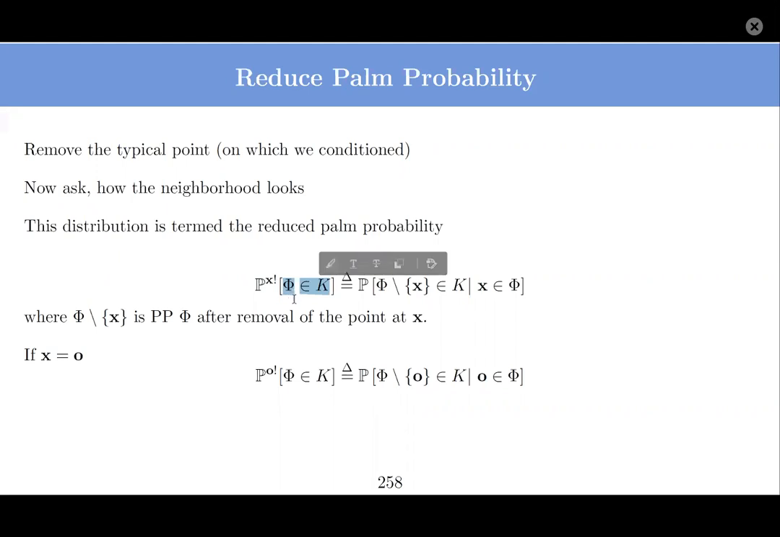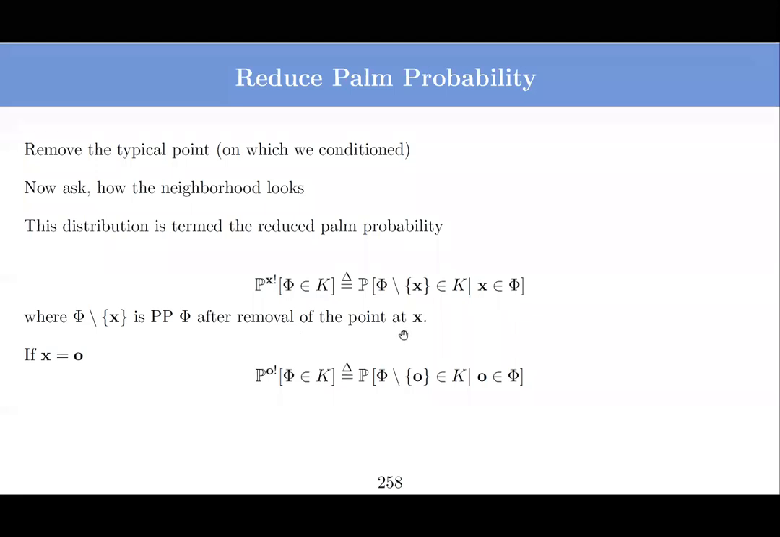So I want to ask whether Φ belongs to K, whether Φ has this property K or not, but I inherently remove X from that. So this is just the probability, conditioned on X belonging to Φ, that Φ minus this point has property K or not. Φ set-minus X is the point process after removal of the point at X. And if X is equal to the origin, then you can define the same thing. The zero factorial means that you're conditioning on there being a point at the origin, but you are not including that point in the above calculations.